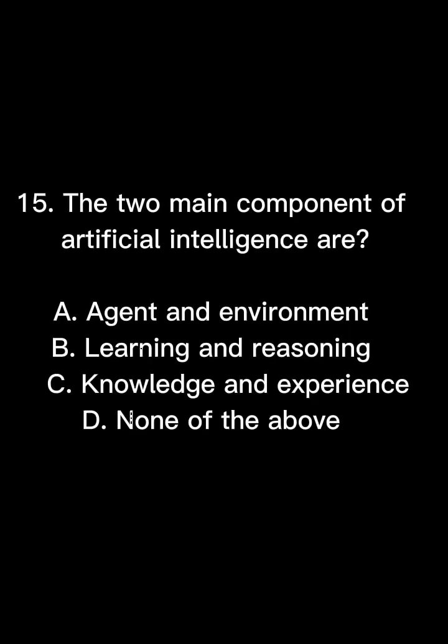Show answer. 15. The two main components of artificial intelligence are A. Agent and environment. B. Learning and reasoning. C. Knowledge and experience. D. None of the above.